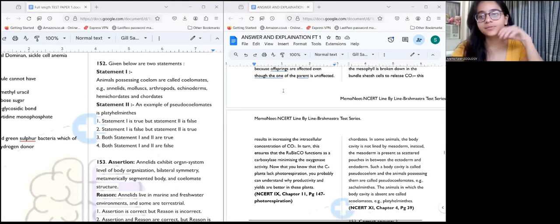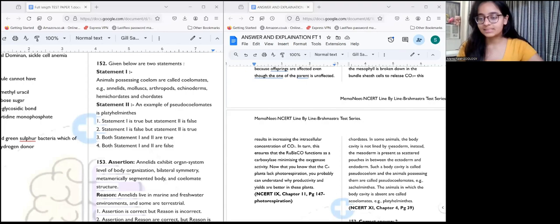Okay, so we said that animals possessing coelom are known as coelomates. Animals that do not possess coelom are known as acoelomates. There's something known as pseudocoelomates also. So what are pseudocoelomates? Whenever we call something a coelomate, the body cavity is lined by mesoderm. If the body cavity is not lined by mesoderm, then it's known as acoelomate.